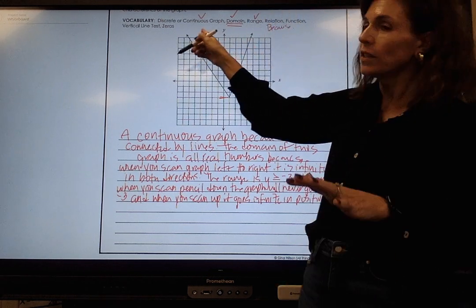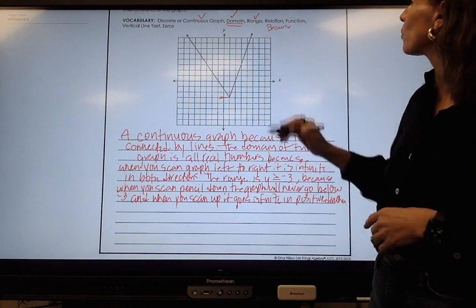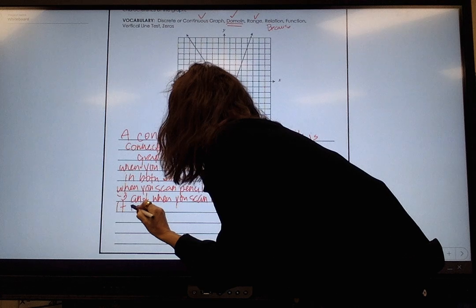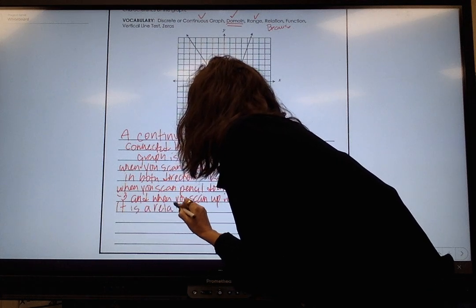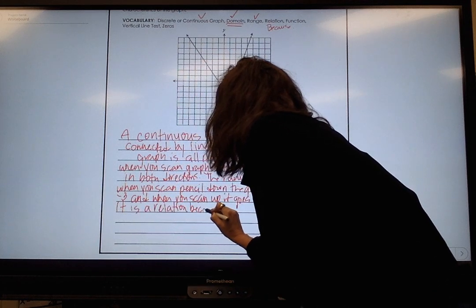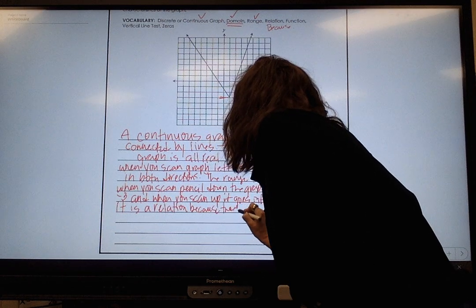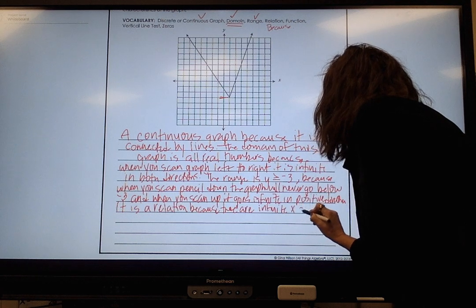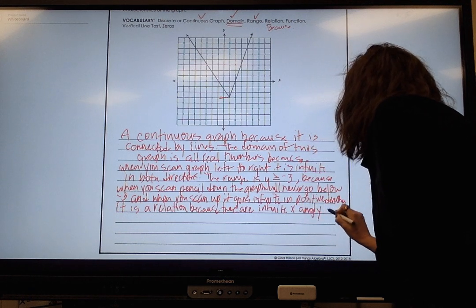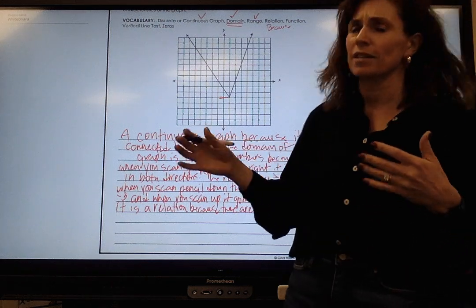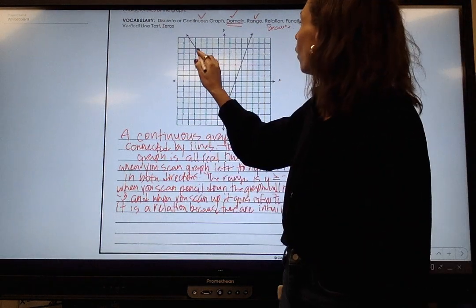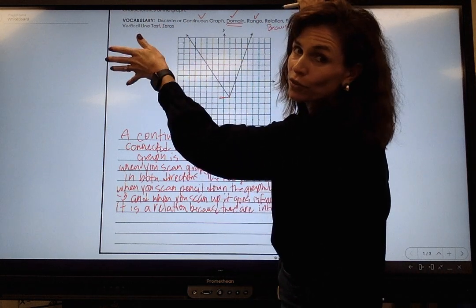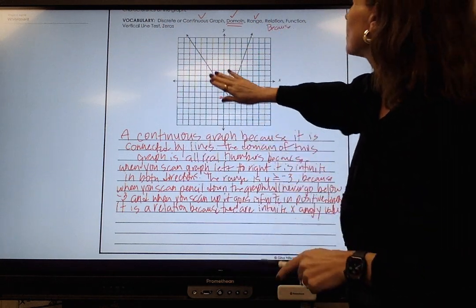Okay, so we have continuous graph, we have the domain, we have the range. You can say it is a relation. It is a relation because there are infinite x and y values. So remember what a relation is. It's just a relation between x and y. And if all of these right here represent points, you would have infinitely many values for x and y if I had to name those points.